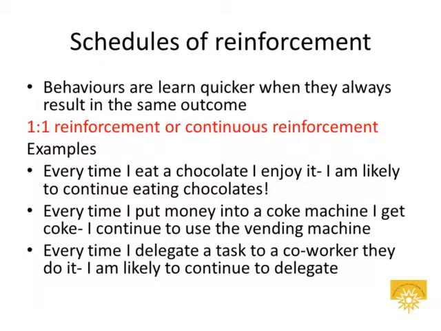So in terms of reinforcement, we need to think about the schedules of reinforcement. Behaviours are learnt quicker when they always result in the same outcome. So when you're first learning a brand new behaviour, it's reinforced every single time, and this continuous one-to-one level of reinforcement will result in the behaviour being learned quicker.